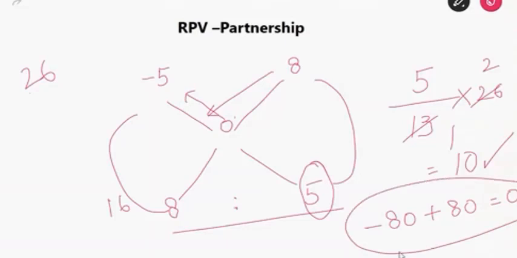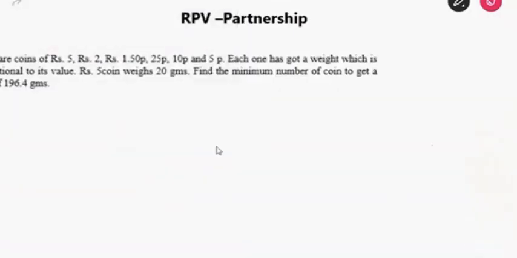Now see, alligation rules are used in many ways: in profit and loss, in simple interest, compound interest, and in many other things. Now see the next one. There are coins of rupees 5, rupees 2, rupee 1, 50 paise, 25 paise, 10 paise and 5 paise. Each one has a weight which is proportional to its value. The weight of the coins will be proportional to its value. The 5 rupee coin weighs 20 grams. Now from the question, weight will be proportional to the value.